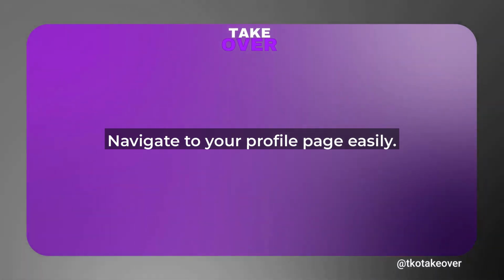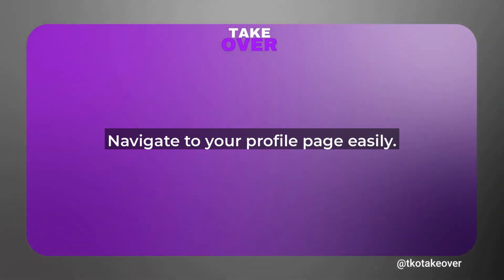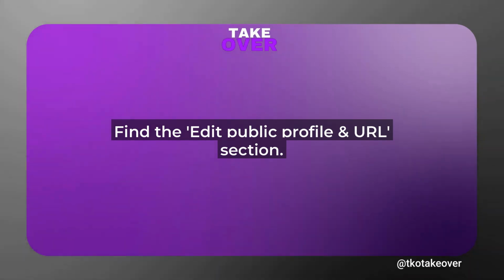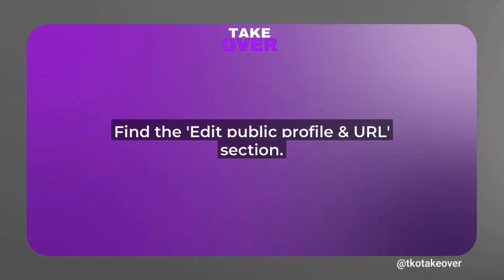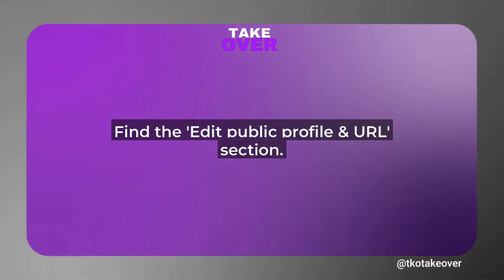It's usually right under your profile photo or in the More drop-down menu. Click on that, and you'll see a section dedicated to your custom URL. By default, LinkedIn assigns a generic URL with numbers and letters, but you can change it to something clean and memorable, like your name or brand.